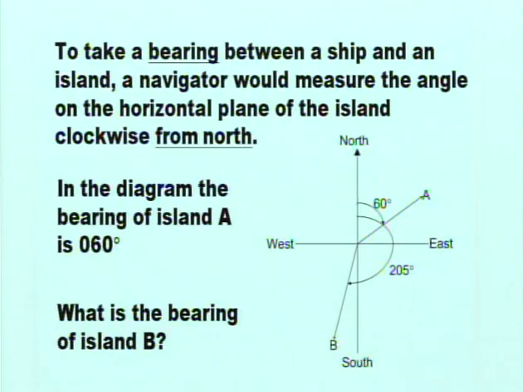To take a bearing between a ship and an island, a navigator would measure the angle on the horizontal plane of the island clockwise from the north position. In the diagram, the bearing of island A is 60 degrees, written as 060 degrees, but it is read 60 degrees. What is the bearing of island B? Can you work that out?